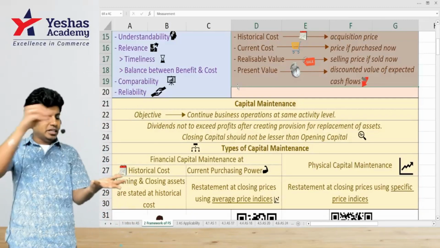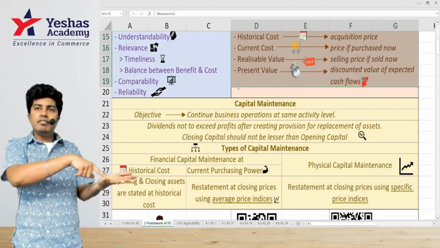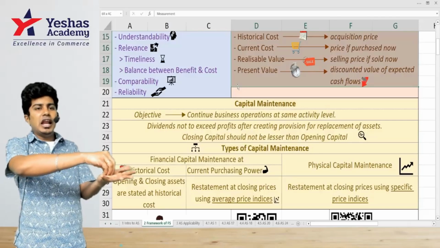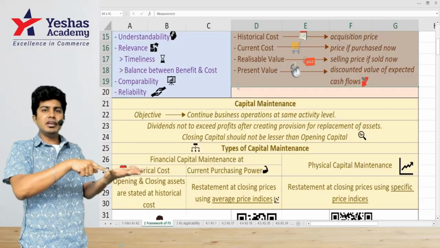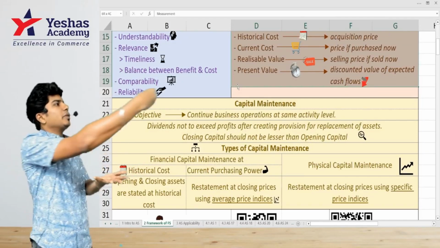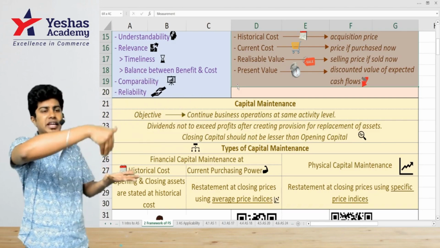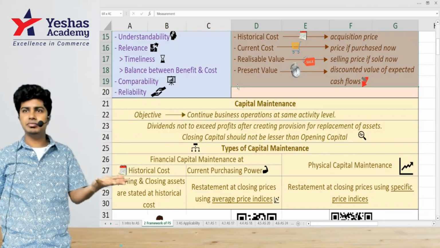So first, I kept cash of 1 lakh. Then I gave cash of 1 lakh to my supplier and bought inventory worth 1 lakh and kept it here. Now this inventory of 1 lakh, I gave it to my customer. Customer gave 1 lakh 20,000. I kept cash of 1 lakh 20,000 here.